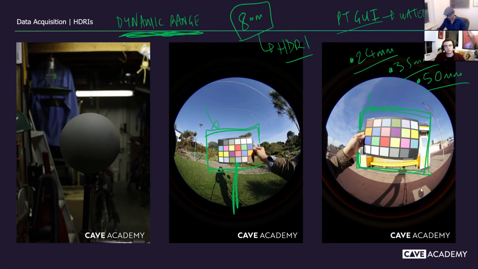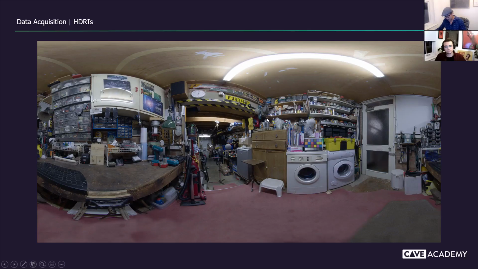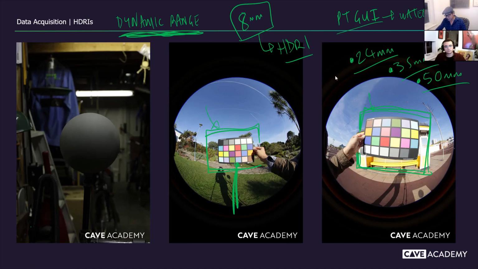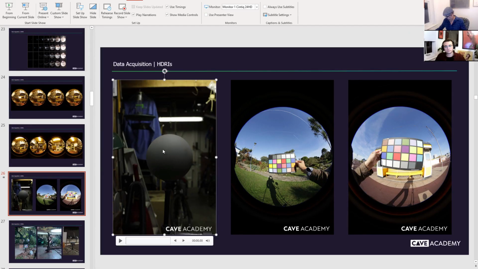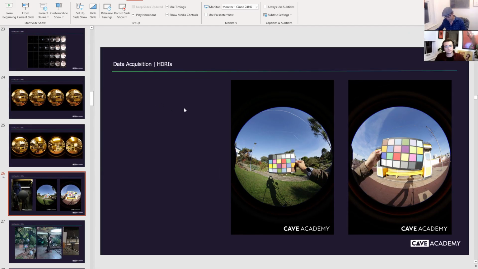Actually, let me just find an empty space. The thing I tend to do if you're doing props actually is, sorry, I'm just trying to find a bit of space so I can draw something. Let me get rid of that.